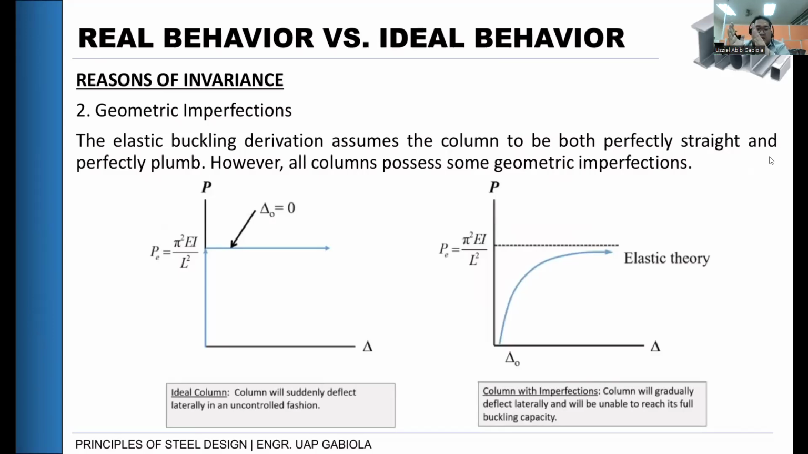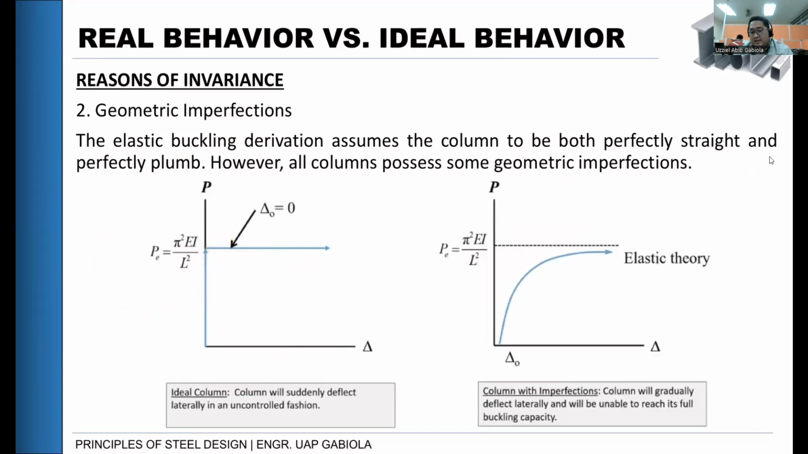Minsan medyo naka-lean siya ng konti. Okay? So, may mga geometric imperfections siya. So, kaya dito pagdating sa ideal column, makikita natin na wala siyang deflection bago niya ma-attain yung mismong critical load natin o yung Euler's load natin.